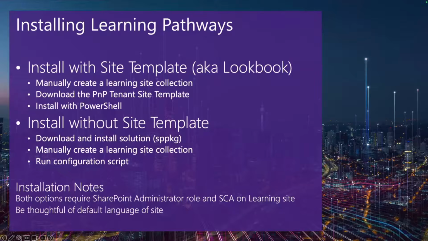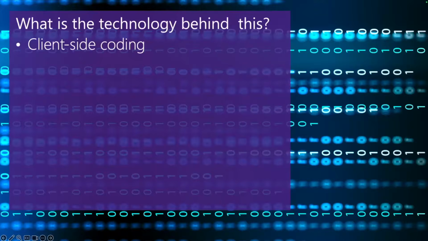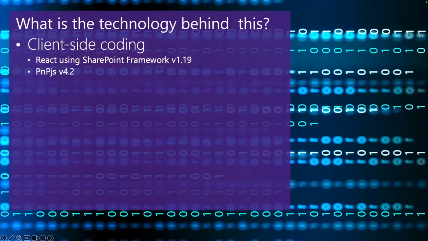Now, from a technical perspective, how did we do this? This is a SharePoint Framework solution. For the client-side coding, we're using React. We're using the SharePoint Framework. We used version 1.19. That's the last version where we did a big update. We upgraded it to PNP.js for all the data and working with the REST APIs to version 4.2. And you'll notice all the nice UI elements. We're using the H2O React library version 2.5.